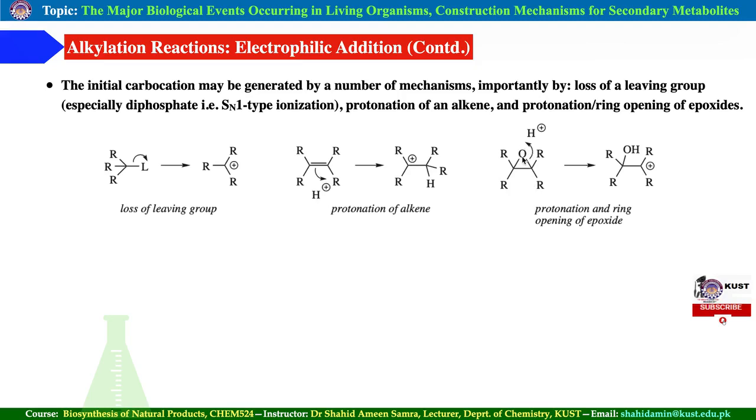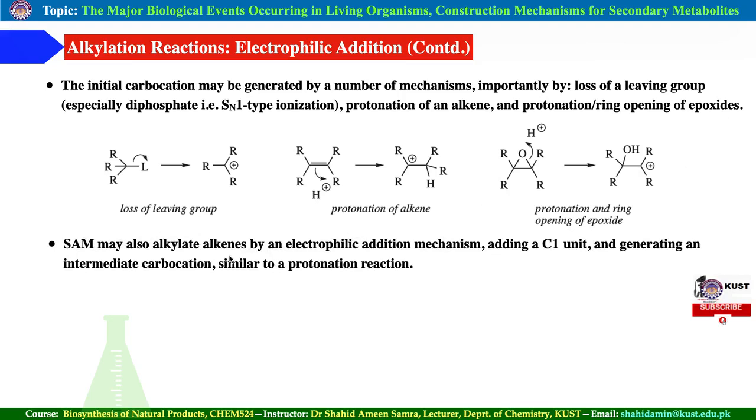Similarly, if we have an epoxide, it gets protonated because oxygen has 2 lone pairs of electrons. These lone pairs of electrons may attack this proton, and we will have oxygen with a positive charge. Then an electron pair from the other bond will be shifted towards oxygen in order to discharge this oxygen. As a result, we will have a positive charge on that carbon.